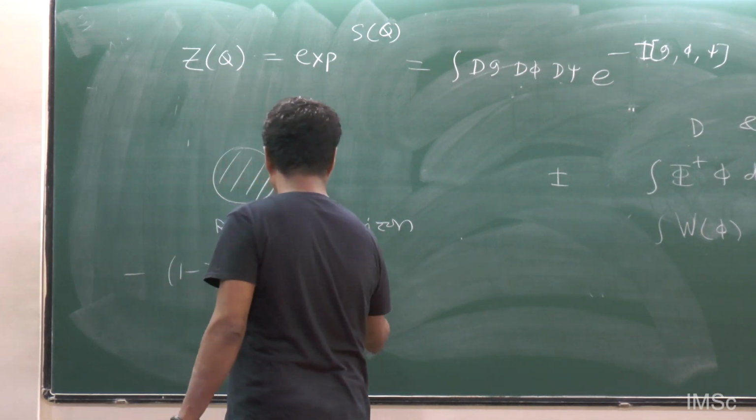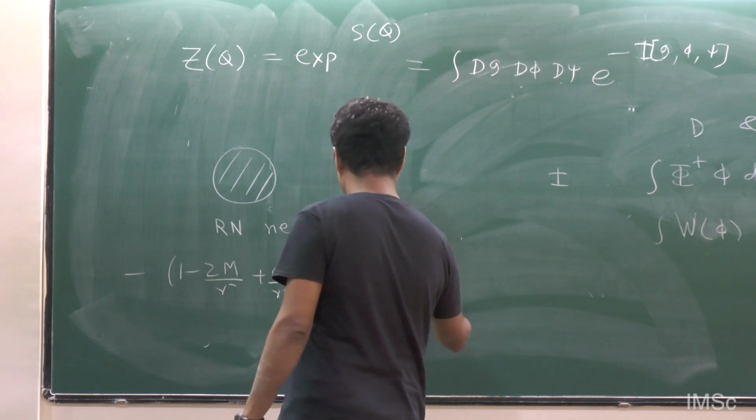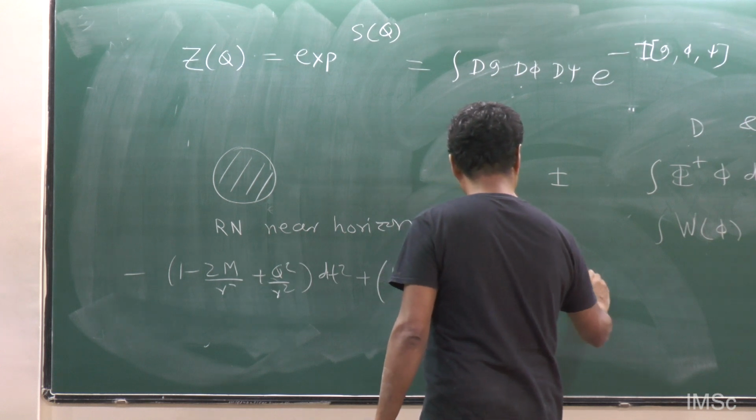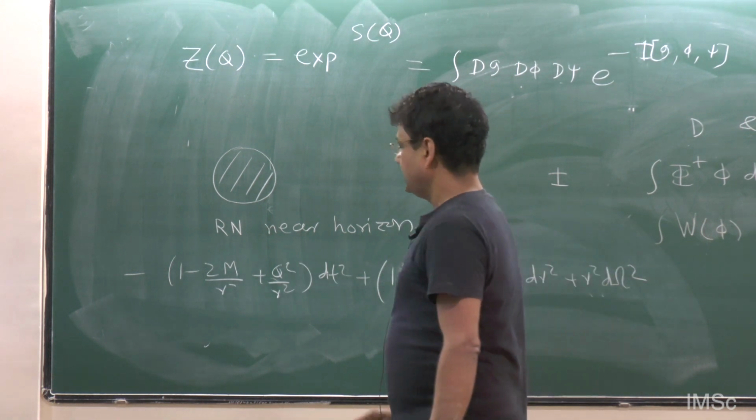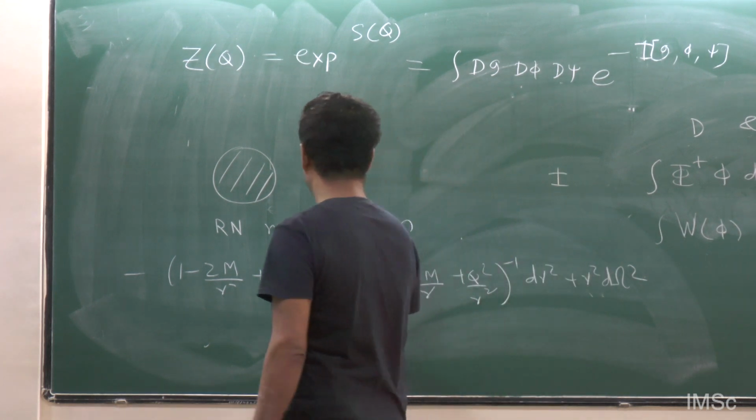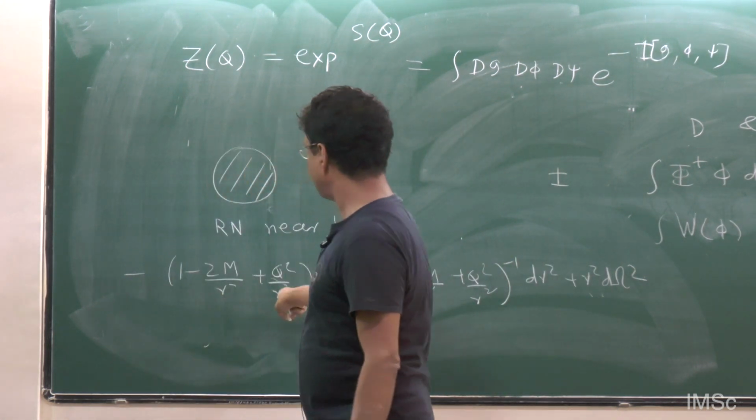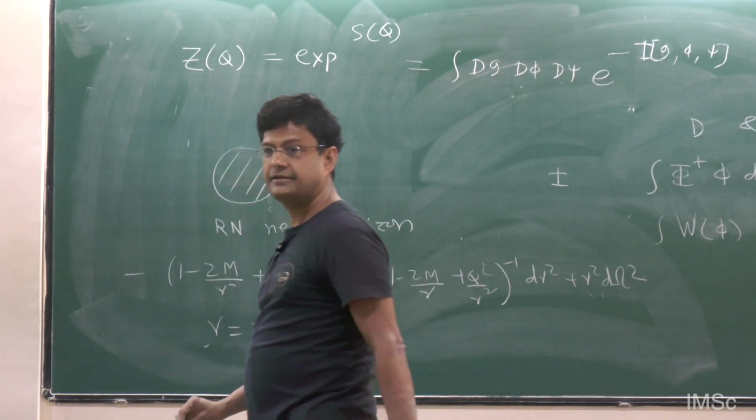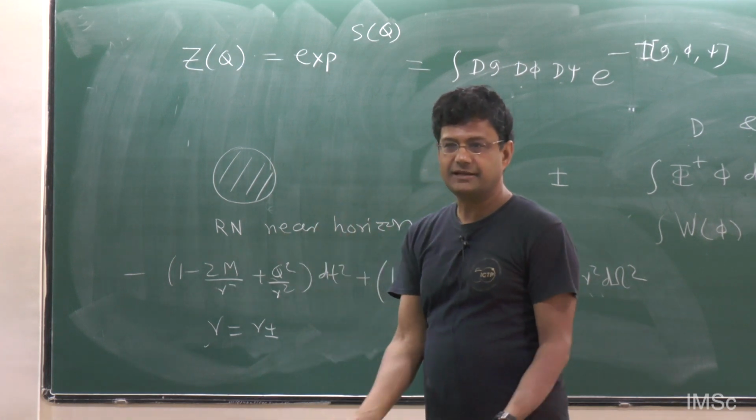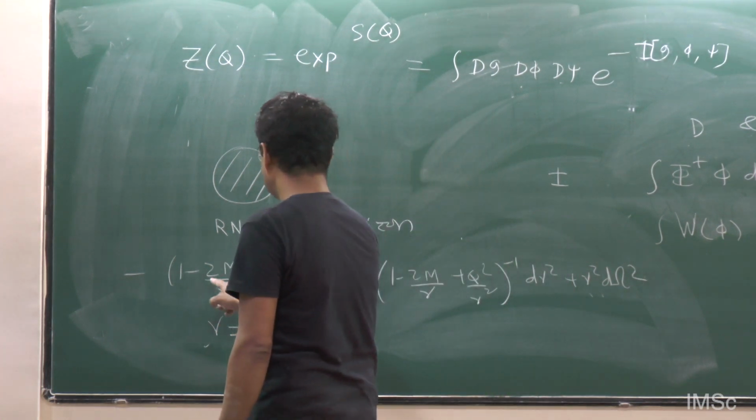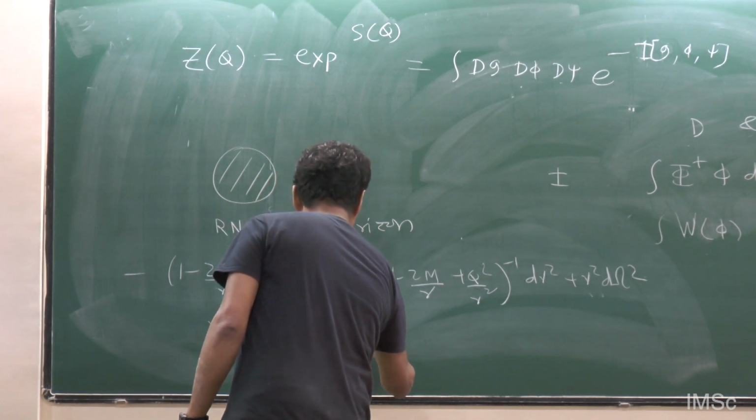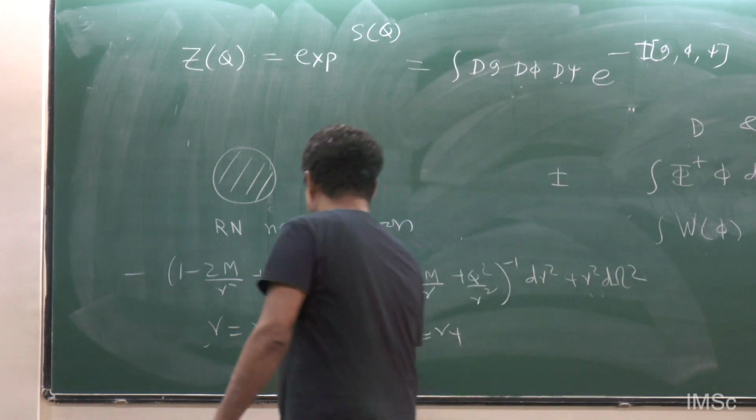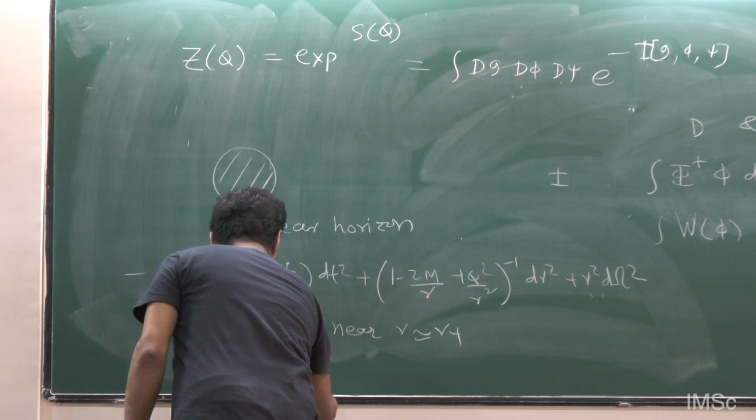If you look at this solution, if you go near the horizon, this is a quadratic equation in r, which has two solutions: r is equal to r plus and r minus. r plus is the outer horizon, and r minus is the inner horizon. If you now look at this solution near r equal to r plus, it's fairly easy to see that this is actually anti de Sitter 2 cross S2.